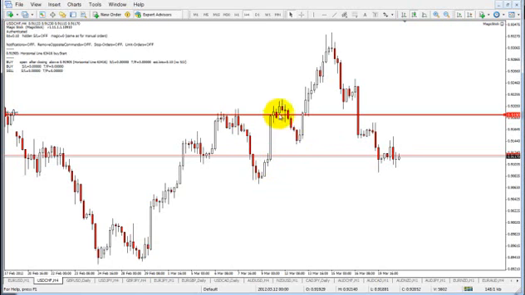Okay, and as you can see, we dipped down. We didn't go to this low. We created a higher low, and we went higher. Okay, and you could take profits in that area.